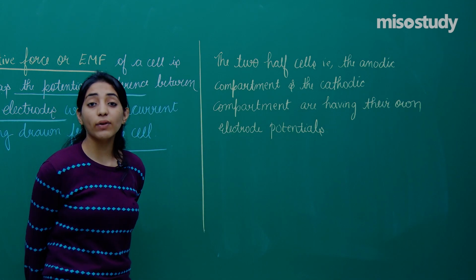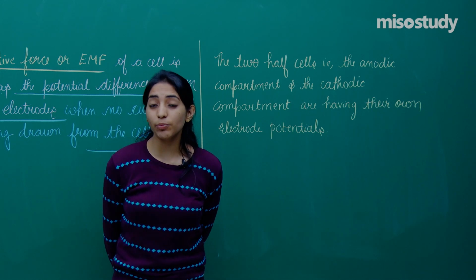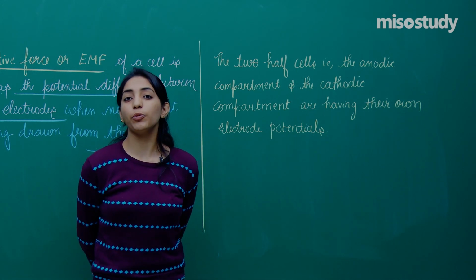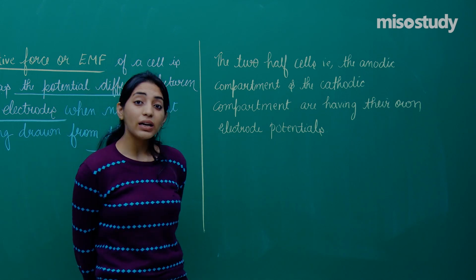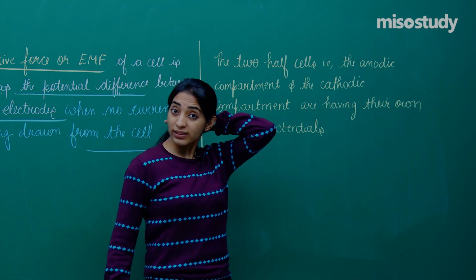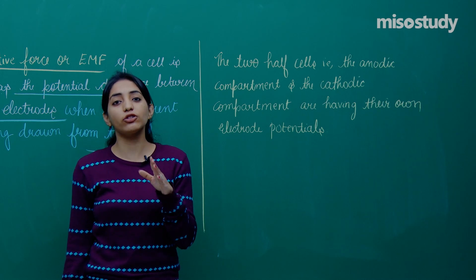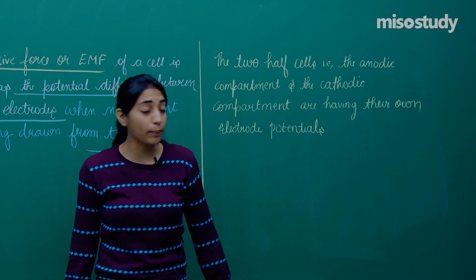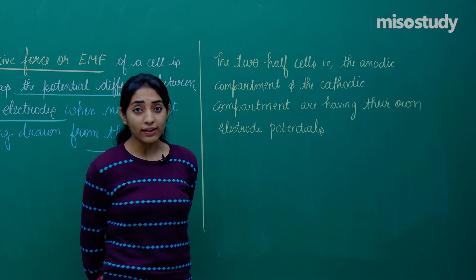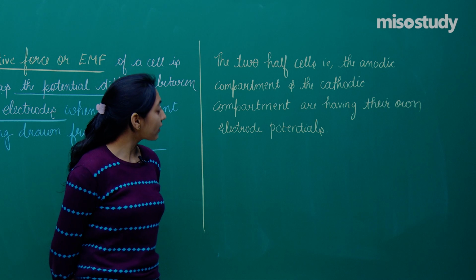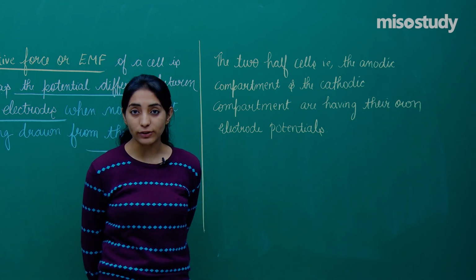Right? So when I'm talking about anode, since zinc or any particular metal electrode is dipped into the metal solution, a potential difference is created within the anodic compartment. Similarly, when another metal electrode is dipped in metal solution in the cathodic terminal, a potential difference will be generated in the cathodic compartment. So I am saying that the two half cells, the anodic compartment and the cathodic compartment, have their own electrode potentials, right?